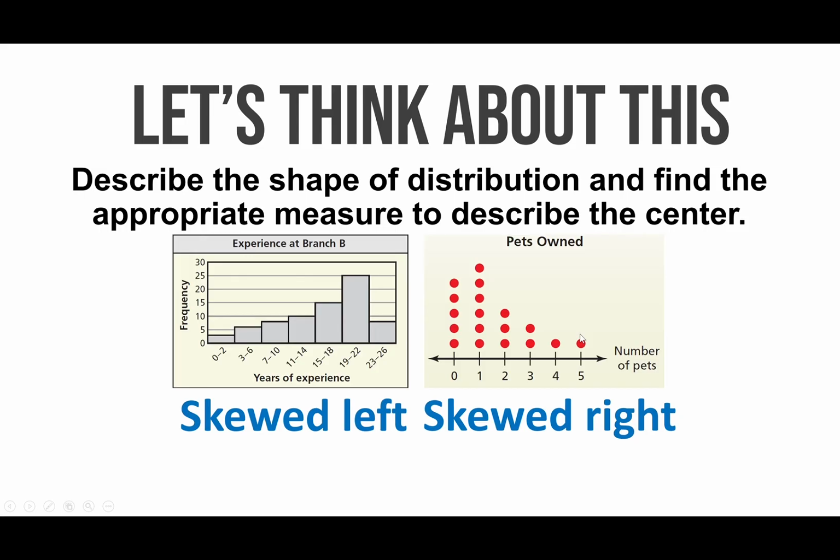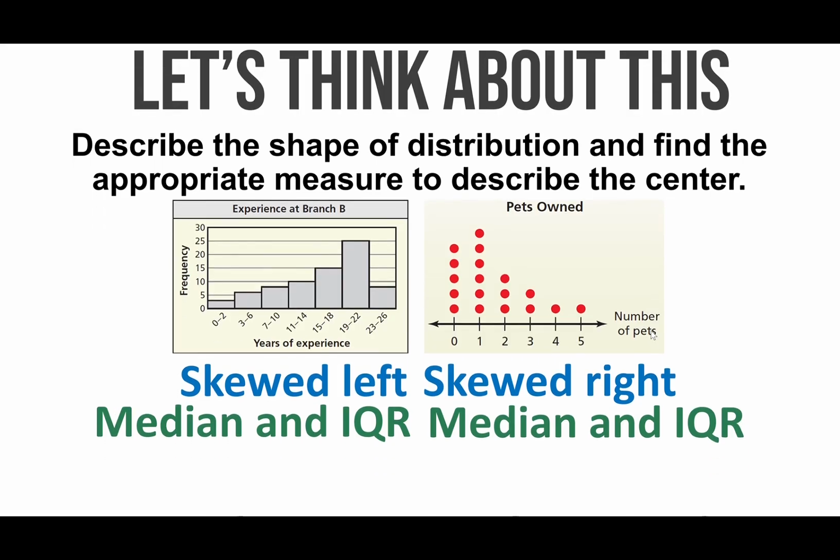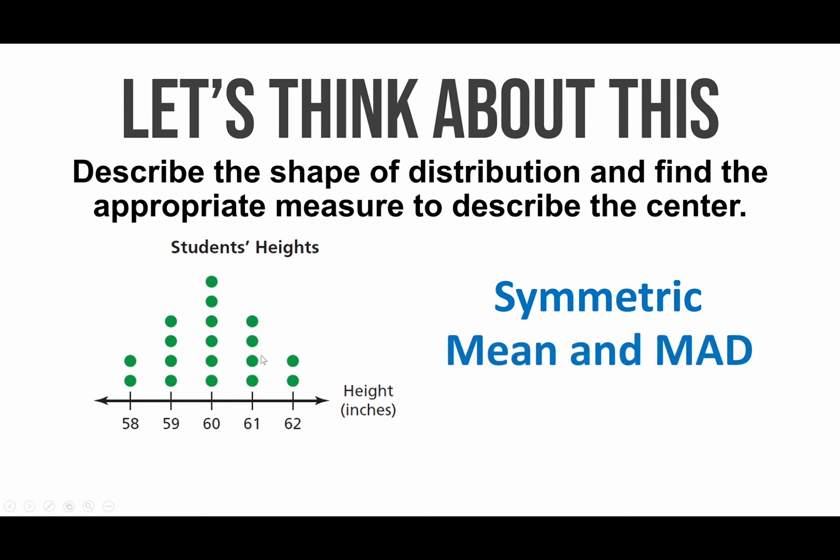And what appropriate measures do we use to describe the center? We can use median and IQR. And same thing, median and IQR because they're skewed to the left and skewed to the right. What about this one right here? Oh yeah, oh duh, this is symmetric, right? Symmetrical on the left, symmetrical on the right. So you can say symmetric. And what are the appropriate measures to use to describe the center? We can say, oh, mean and MAD. That's it, mean and MAD.